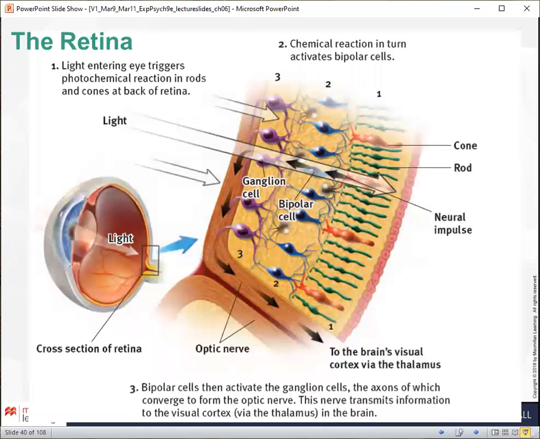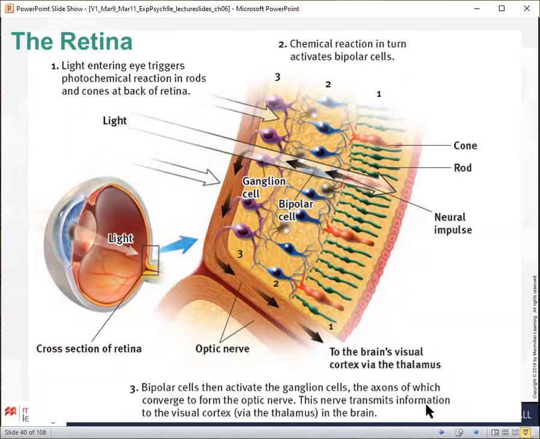So let's look more closely here at the retina. We have these white arrows here that represent the light entering the eye. It triggers a photochemical reaction in rods and cones. So here we see the rods and cones down here. The chemical reaction in turn activates bipolar cells. The bipolar cells then activate the ganglion cells, the axons of which converge to form the optic nerve.